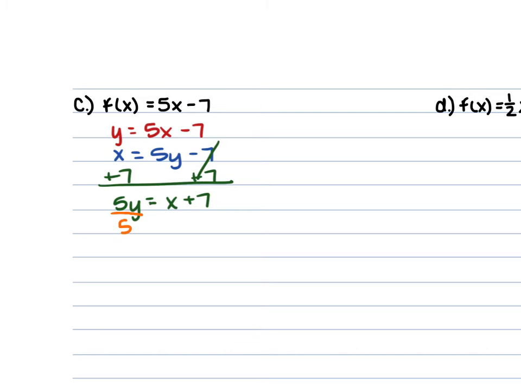Then I'm going to divide by 5 on each side and separate this into two terms. We're going to have y is equal to 1 fifth x plus 7 over 5. I'm just going to rename this f to the negative 1 of x is equal to 1 fifth x plus 7 fifths.